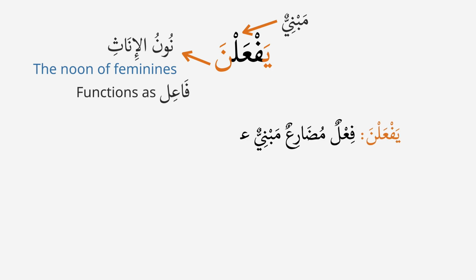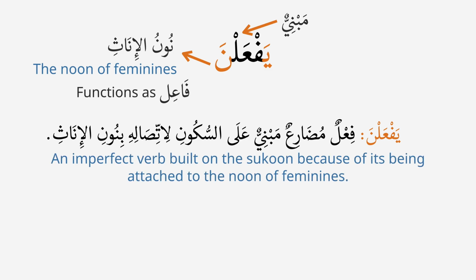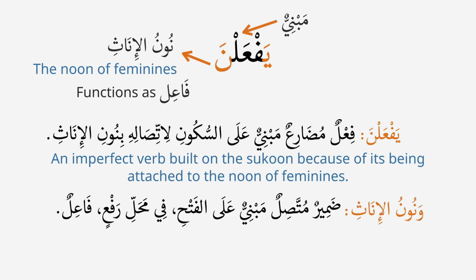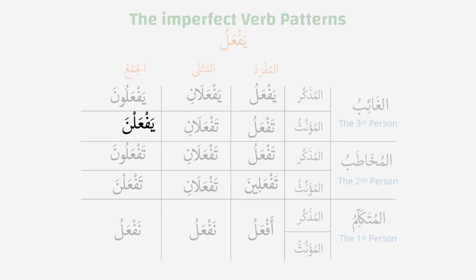So يفعلن فعل مضارع مبني على السكون لاتصاله بنون الإناث, meaning an imperfect verb built on the sukun because of its being attached to the noon of feminines. ونون الإناث ضمير متصل مبني على الفتح في محل رفع فاعل. And the noon of feminines is an attached pronoun built on the fatha at the nominative place doer. So يفعلن means they feminines do.